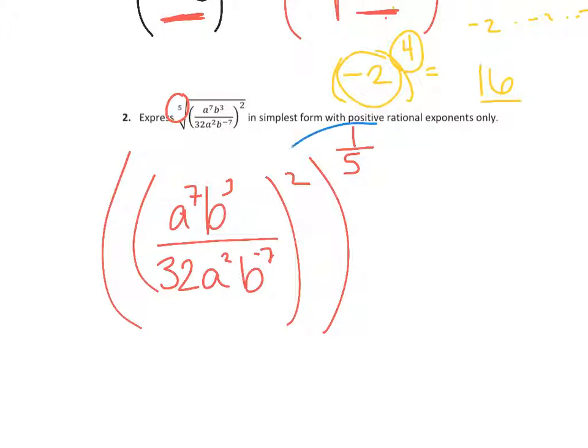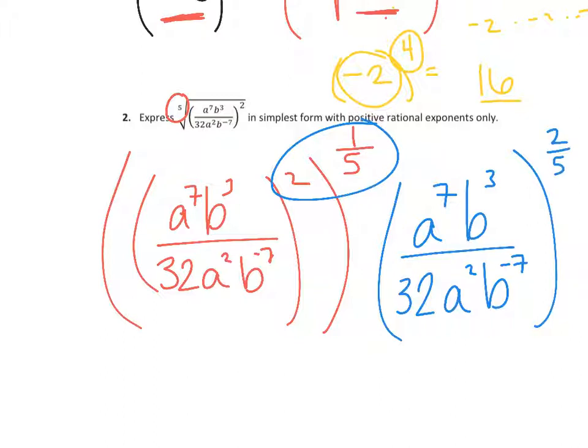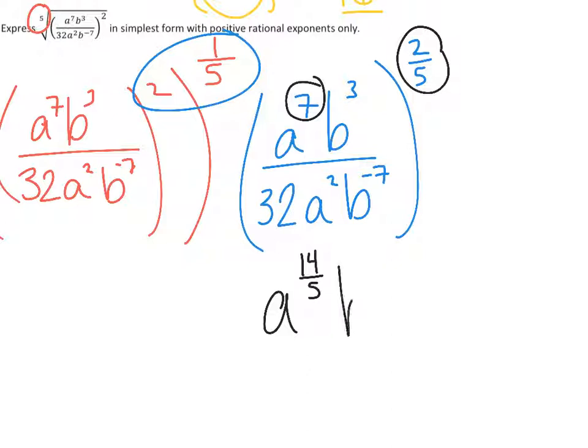Now I'm going to do my power to a power property and clean it up again. So that's a to the 7th b cubed, 32a squared b to the -7th, and the power property says that becomes a 2/5. Now I'm basically going to use the power property again. Everybody there is going to get raised to the 2/5. So I'm going to do 7 times 2/5. So that's a to the 14/5, b to the 6/5.